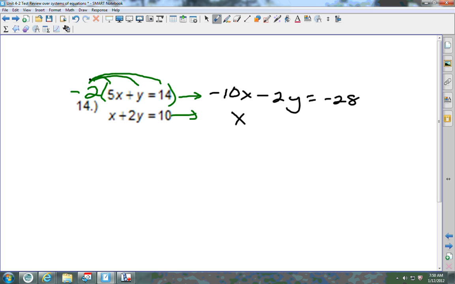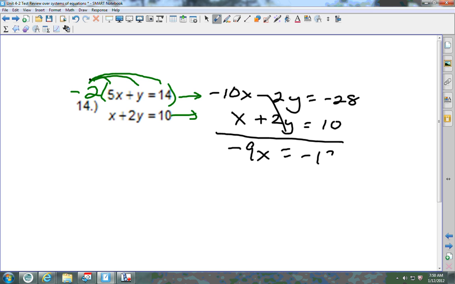We'll rewrite the bottom one: x plus 2y equals 10. Draw your line. This gives you negative 9x. These cancel. Equals negative 18. Divide by negative 9. X equals 2. So for my solution, I have 2.